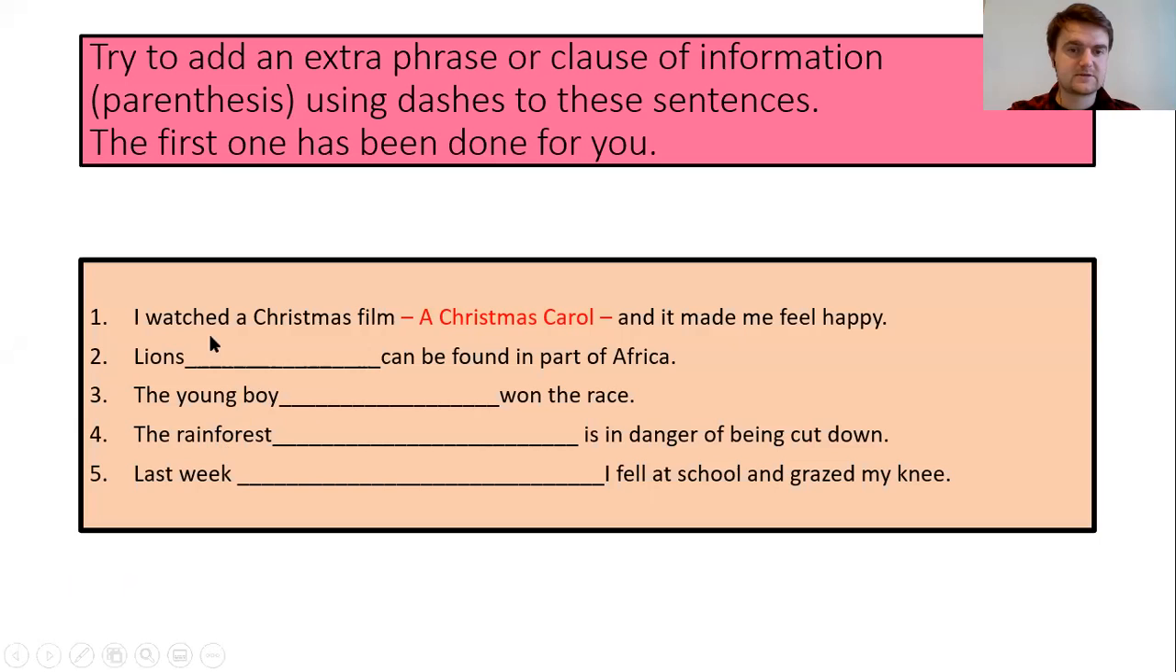So here you've got four sentences really, because one has got an example done for you. Can you use dashes to introduce parentheses and add extra information about the nouns in these four sentences? There is a scaffold for it on Teams. So lions, you need to add some extra information about lions there using dashes to demarcate the parenthesis. And the second one, you're adding extra information about the young boy. And the third one, you're adding extra information about the rainforest. And then the last one, you're adding extra information about the last week. So have a go at that on the activity in Teams, and then we'll move on to your second activity as well.